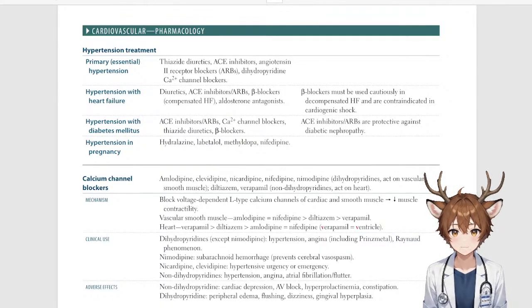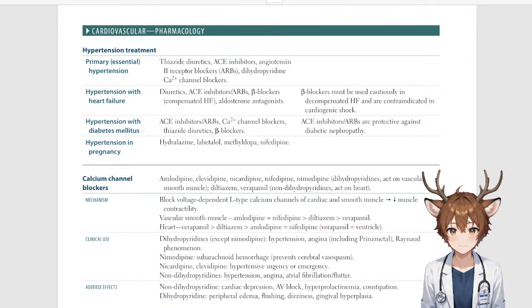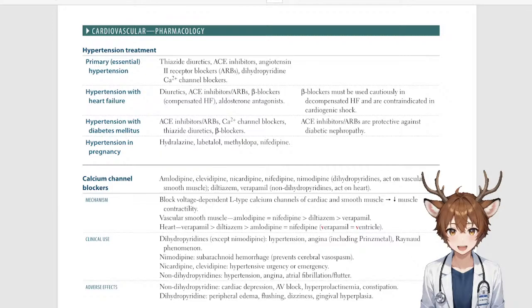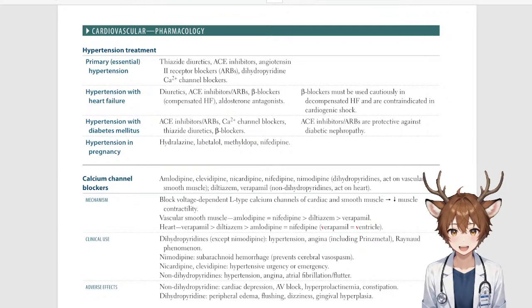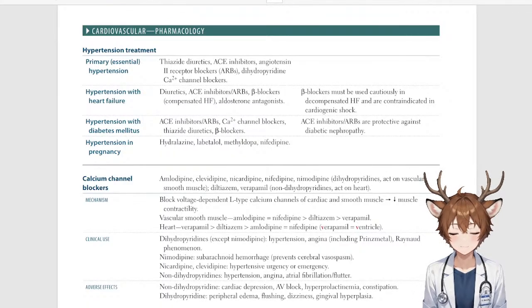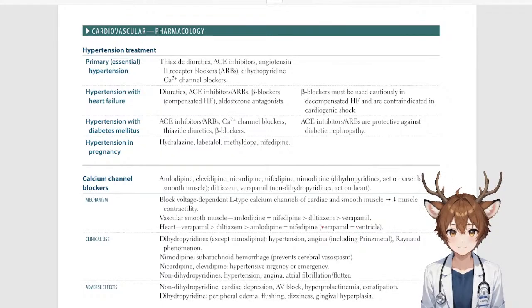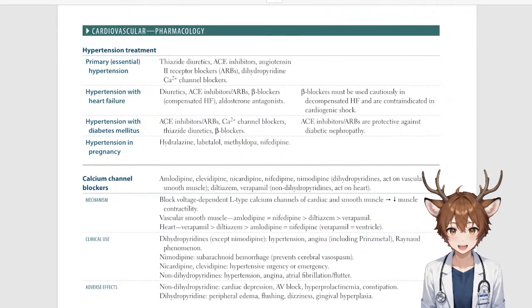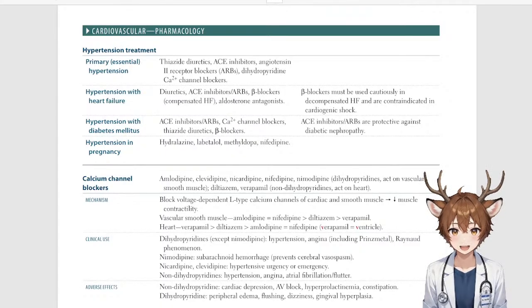Hypertension with heart failure. What do you treat it with? ACE inhibitors / ARBs, beta blockers, compensated heart failure, aldosterone antagonist, mortality benefit, diuretics, improve symptoms and reduce hospitalization. It says here in part of the notes, beta blockers must be used cautiously in decompensated heart failure and are contraindicated in cardiogenic shock.